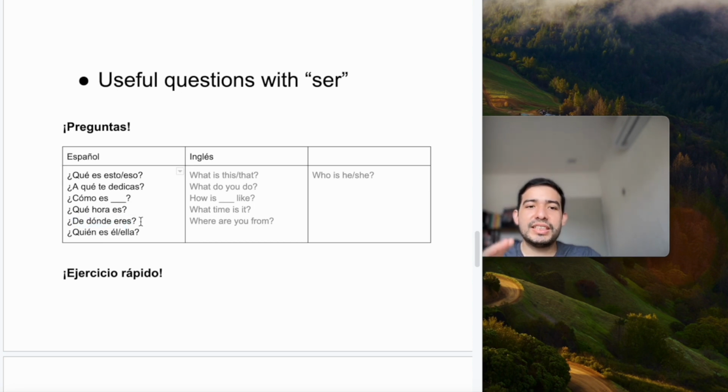Just the first time you look at a phrase and you feel like this is not like in English, it's good to compare and say, oh, that's weird, because we wouldn't say it like that in English. Just remember, this is how we say it in Spanish. ¿De dónde eres? And then we have ¿quién es él? Which means who is he? Or ¿quién es ella? Which means who is she? And these are the answers, right?